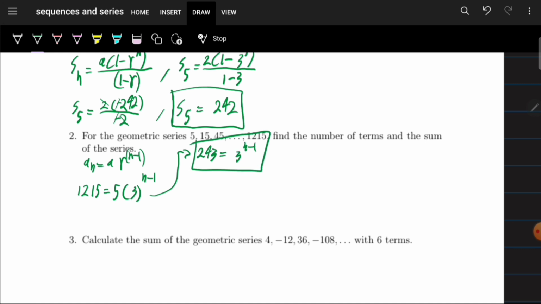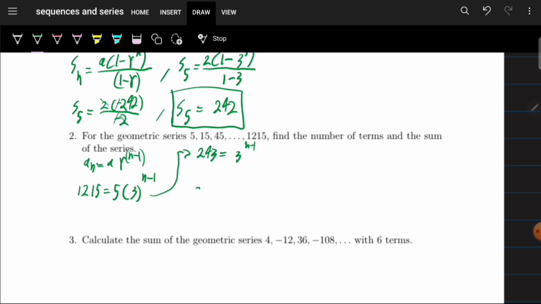Now we have to write both sides in terms of a base of 3. So I have to express 243 as 3 to the power of something. We can do this using logarithms, but I haven't done a video on logarithms. So for now, we are going to do this using a factor tree, or simply guess and check would also work. So I think 3 to the power of 5 should work here. 3 to the power of 5, yeah.